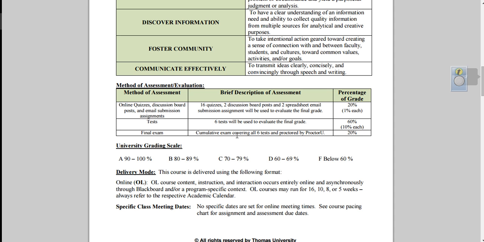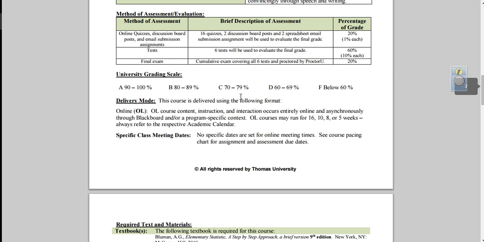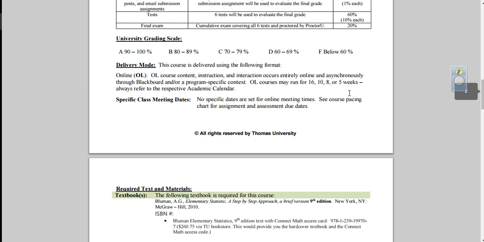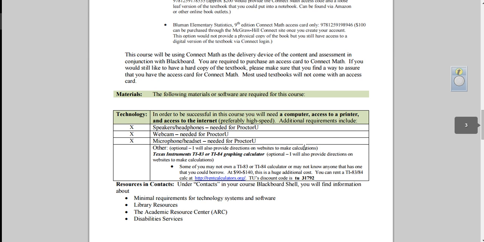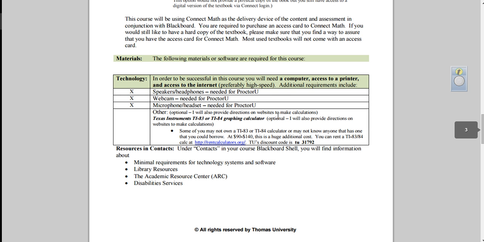Then you have your cumulative exam, your final exam, and that's 20% of your overall grade. Standard grading scale, online course, textbook, we've covered that. That's just listing in the syllabus what's listed on Blackboard. All right, things you need for class.